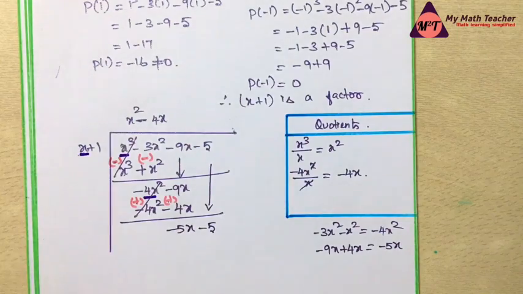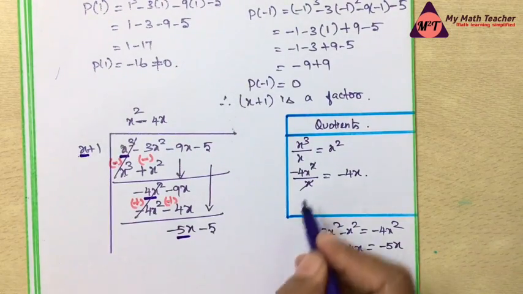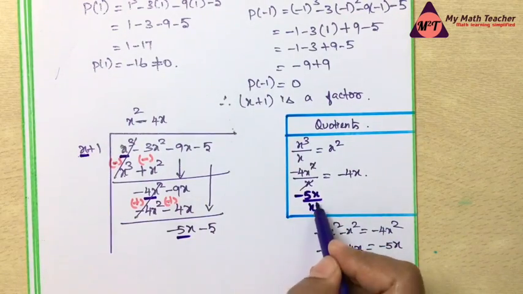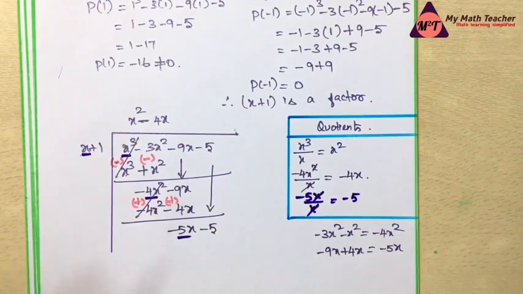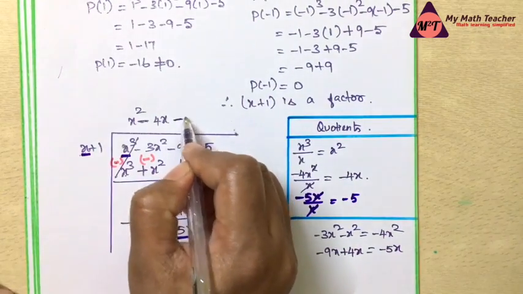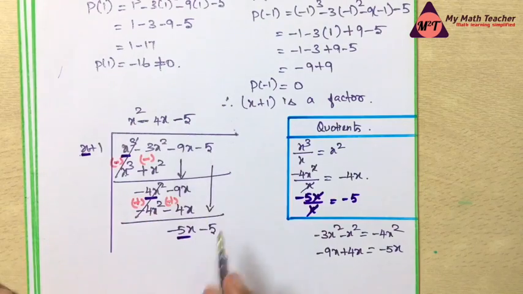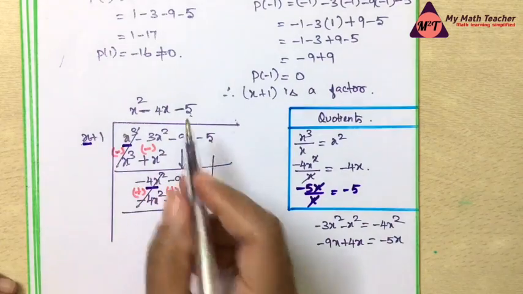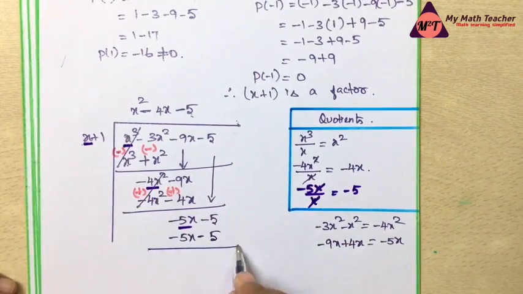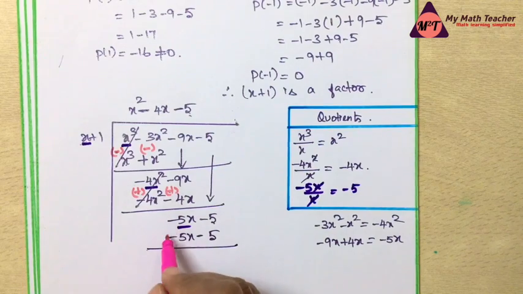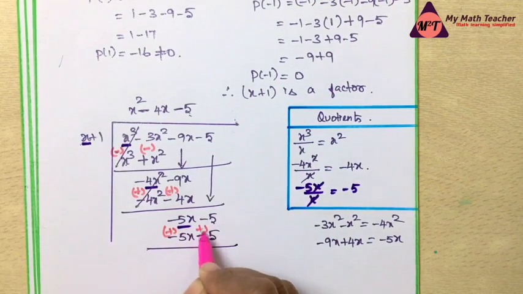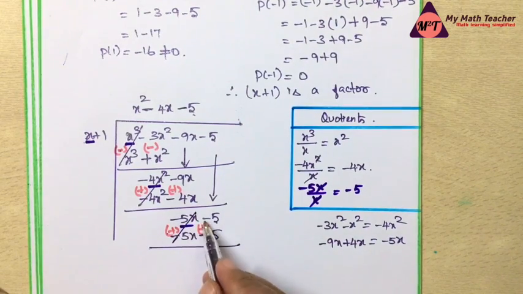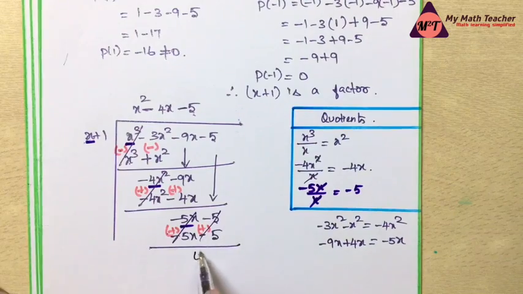The same way, write the first term. What is the first term here? Minus 5x divided by first term again x. When you cancel, the answer is minus 5. Write the minus 5 here. Now multiply, minus 5 into x, it is minus 5x. 1 into minus 5, minus 5. When you subtract it, again it will be 0 only, because it is positive, positive. So opposite sign, minus 5x plus 5x, it is 0. Minus 5 plus 5, it is again 0.